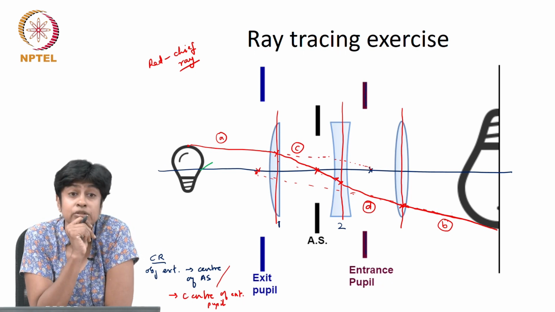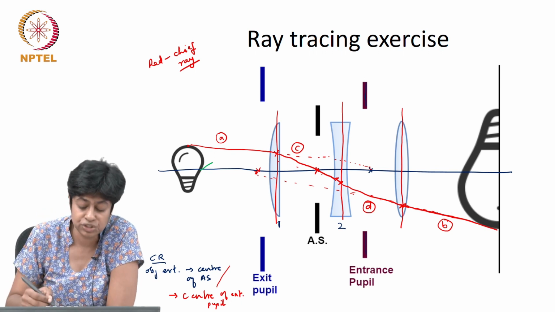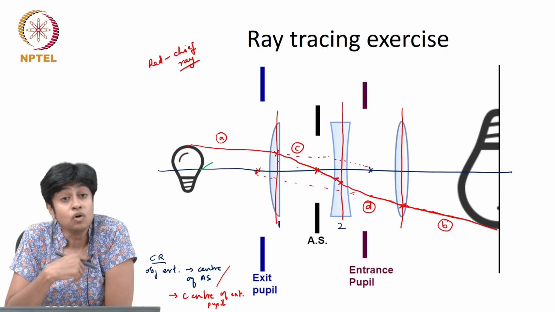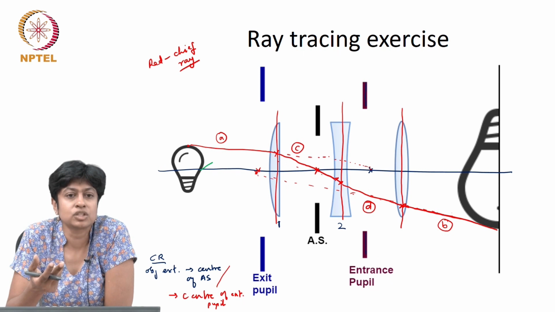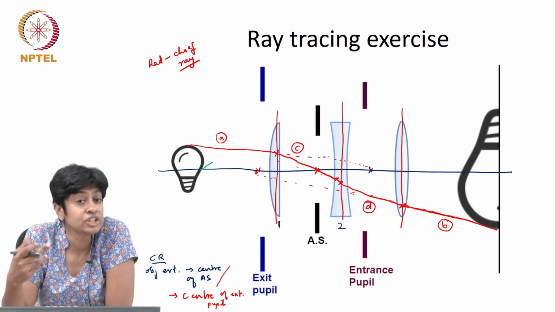How can it go straight to the entrance pupil? Does it not have to bend? So his question is, does it go straight?